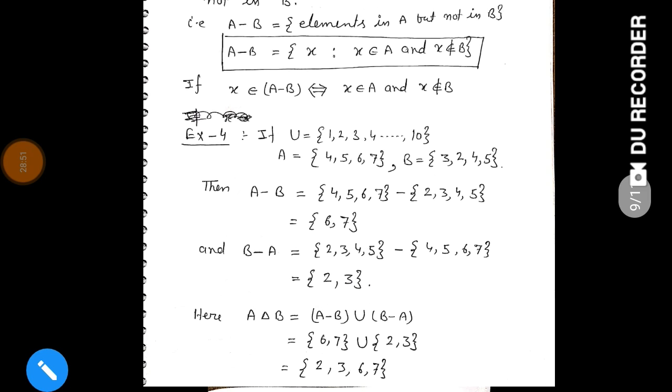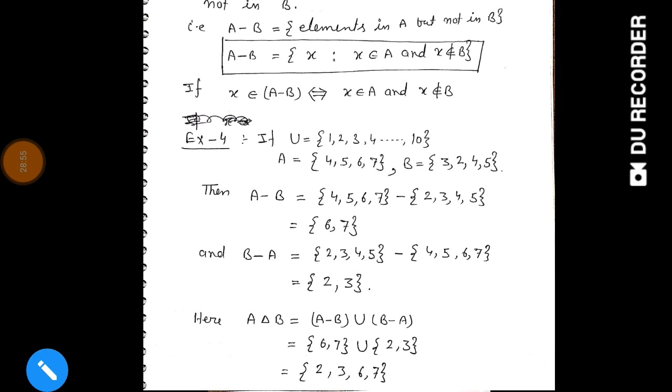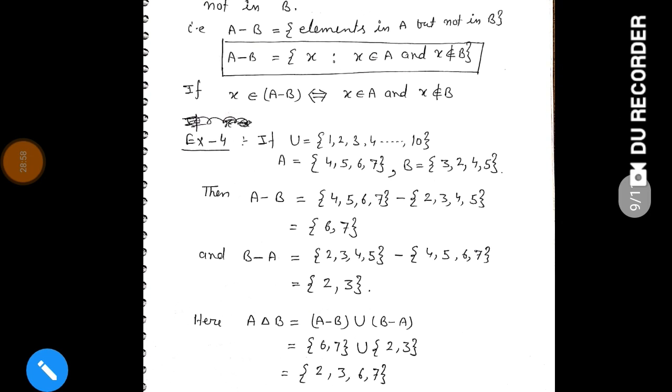Now there is another definition, known as the symmetric difference, A delta B. The notation between A and B is read as A delta B. A delta B is equal to A minus B union B minus A. What is A minus B? It is 6 7. What is B minus A? It is 2 3. And the union of these two sets is 2 3 6 7.